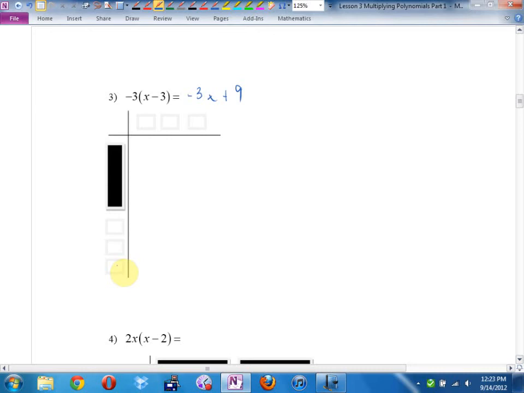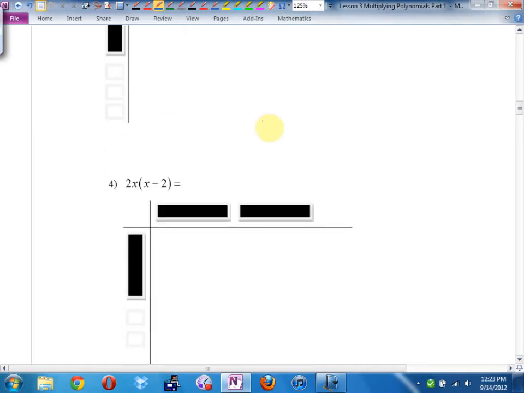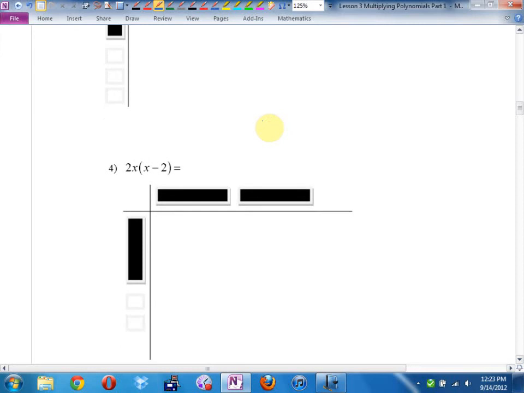So I'm going to say, you know what? I think here, if there's negatives involved, I'm going to choose to do it this way. I'm not even going to draw a picture. Same with number 4, although I could probably draw a picture. What is 2x times x minus 2? Yeah. 2x squared, yep, minus 4x.